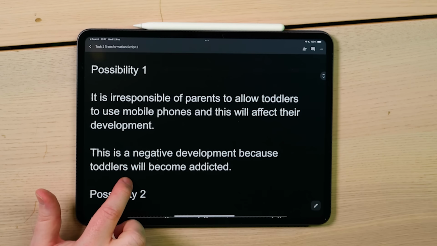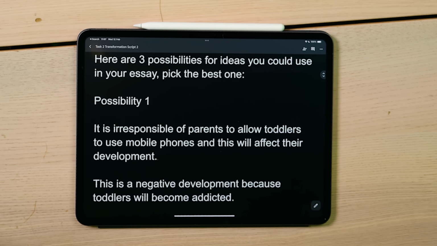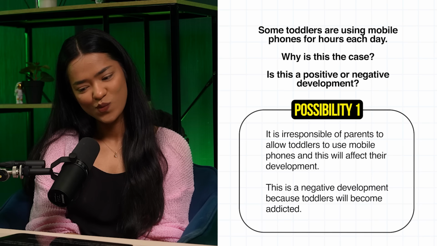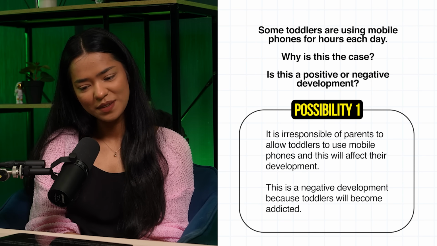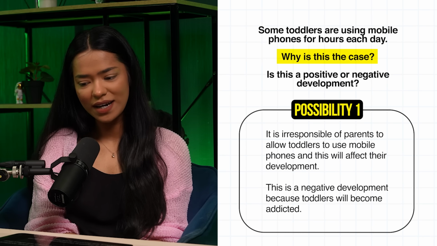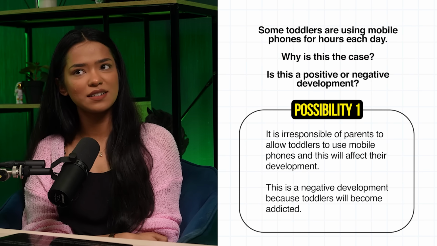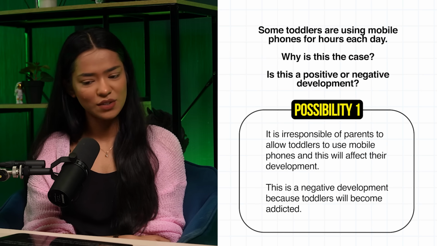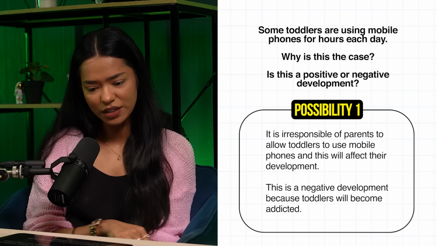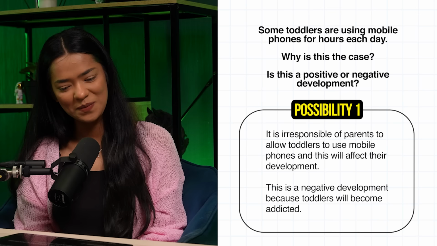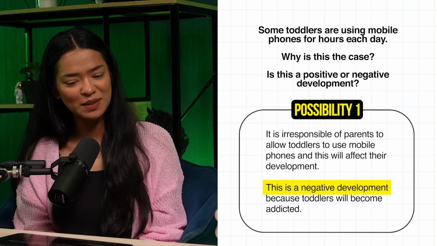So let's go through them one by one. So there's 3 possibilities. 2 of them are completely wrong, and I'll explain why they're wrong. But I would like you to tell me which one. We'll go through them. So think, is this one correct or not correct? In the question it says, why is this the case? And is it a positive or negative development? So I'm trying to answer according to that. And I think this is the correct one. Why? Because I do believe it's a negative development.